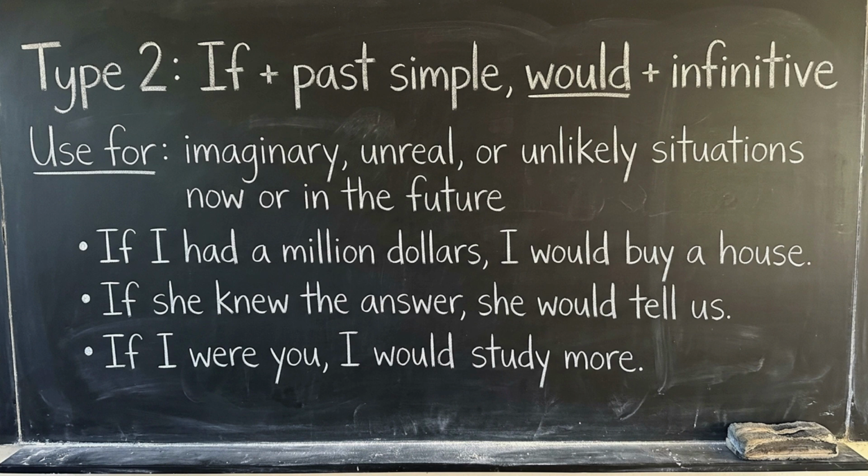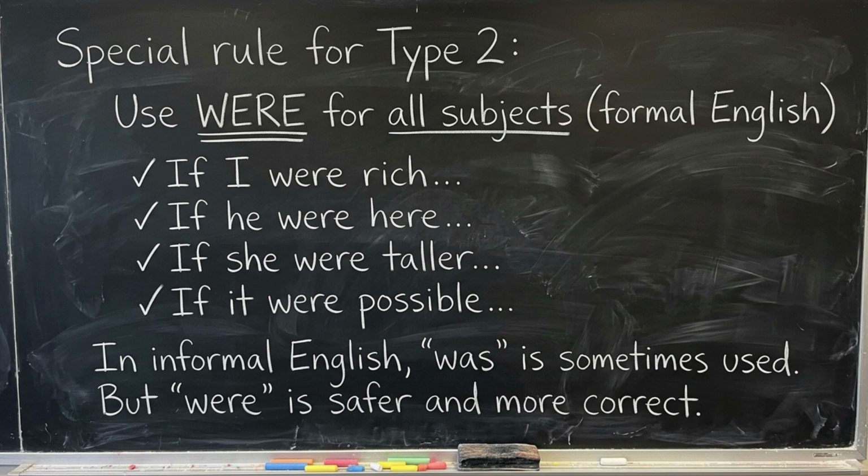If I were you, I would study more. I am not you. This is advice. Notice with I, we often use were instead of was. If I were you is correct, not if I was you. There's a special rule for type 2. In formal and correct English, use were for all subjects. I, he, she, it. For example, if I were rich, if he were here, if she were taller, if it were possible. In everyday conversation, some people say if I was rich, but were is more correct, especially for writing and exams. Remember this rule. For imaginary situations, use were.